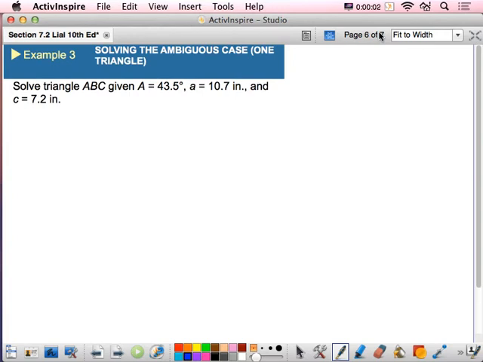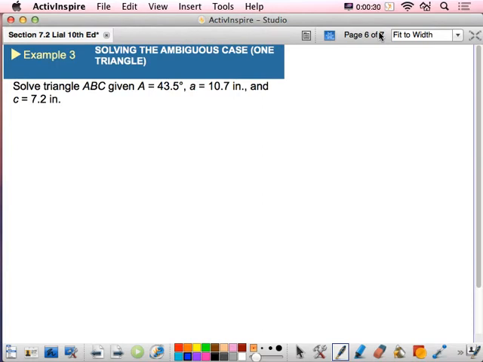For our final worked example for section 7.2, we're going to look at a case where it starts out ambiguous, and in the end, only one of the triangle possibilities produces an actual triangle. So you'll see where it's going to go wrong, so that you can start to recognize that. The first one will work out perfectly, but the second one will have some problems. All right, so we're going to solve the triangle ABC.